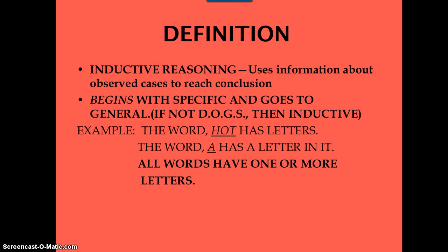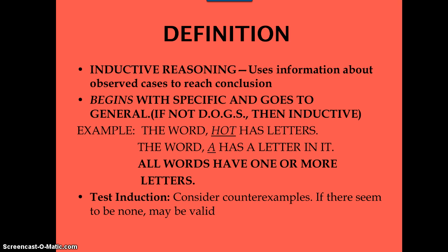The word hot has letters. The word a has a letter in it. All words have one or more letters. You notice you deal very specifically with one word and you use that to come to a conclusion about all words. The way that you have to test induction is you have to consider counterexamples. For instance, in the example above, can we think of a word that doesn't have at least one letter in it? The answer is no, we cannot. So we cannot consider a counterexample. So this is a valid example of inductive reasoning.